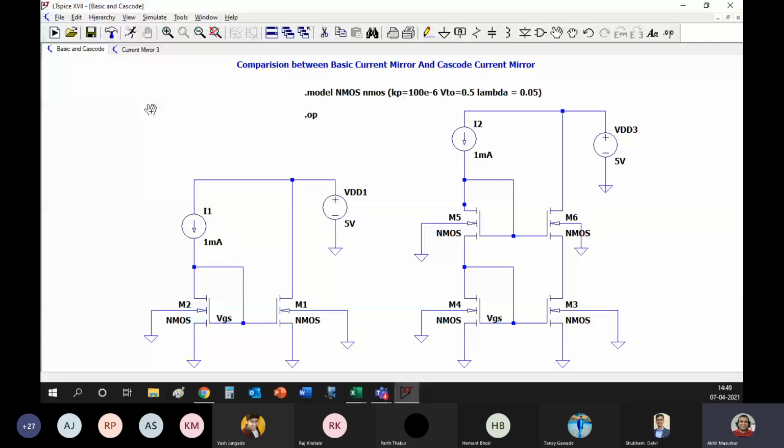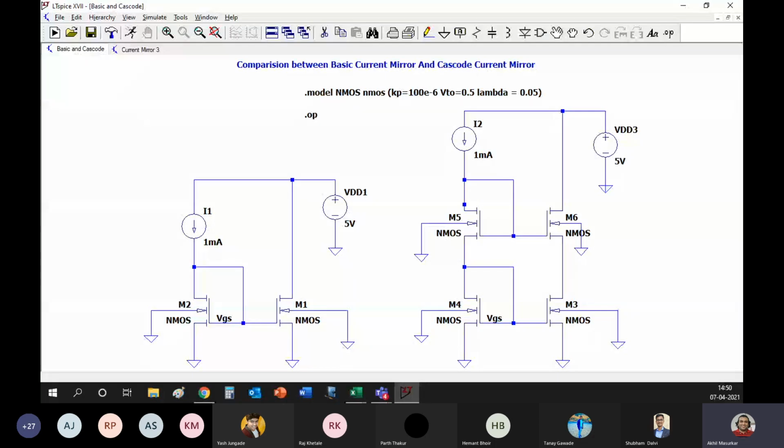Yes, Shubham. Can you please once again repeat what length and width we have to give to the transistor? Yeah, so the length of all transistors has to be 0.18 micrometers, and the width has to be 20 micrometers. I will just show you that.